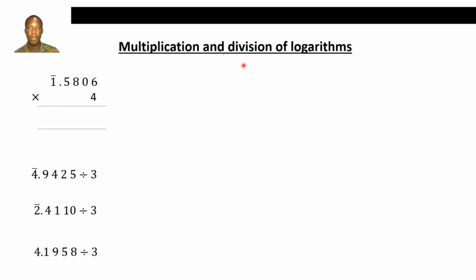Multiplication and division of logarithms. We are going to multiply this as usual, the normal multiplication we know, and then afterwards we do the divisions here. Okay, so let's go on.